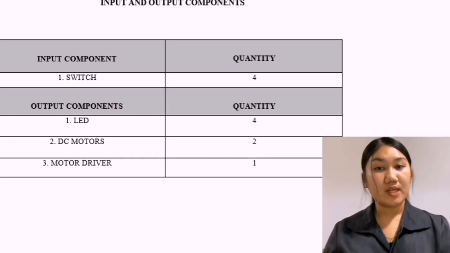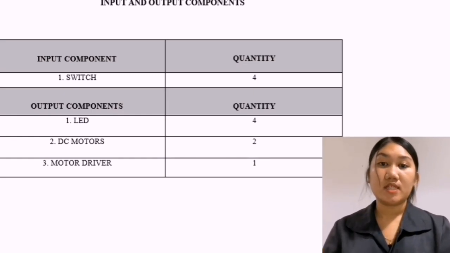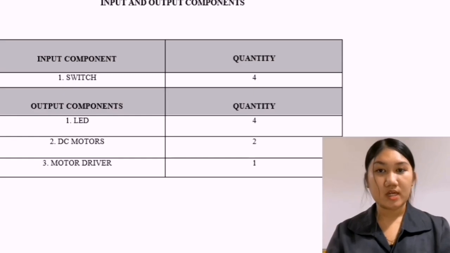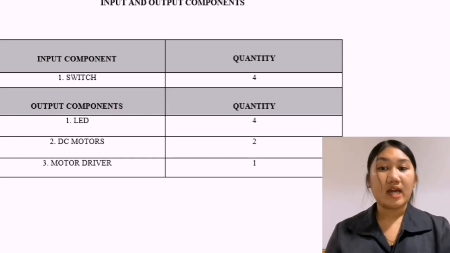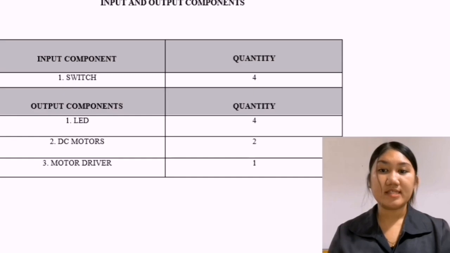Let's begin with the input and output components used in this project. There are a total of 4 input components, which are 4 push-button switches. These switches allow the user to control the movement of the motors in different directions. On the output side, we have 4 LEDs that serve as indicators, 2 DC motors to provide movement, and 1 motor driver IC, specifically the L293D, to interface between the microcontroller and the motors.